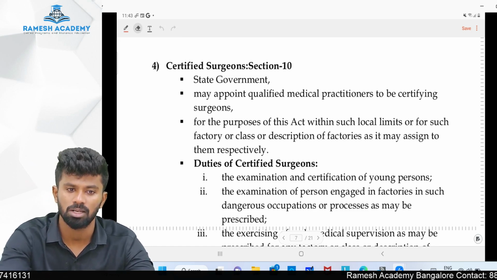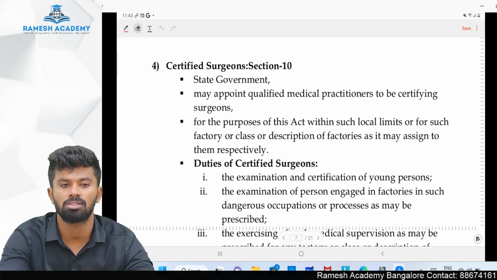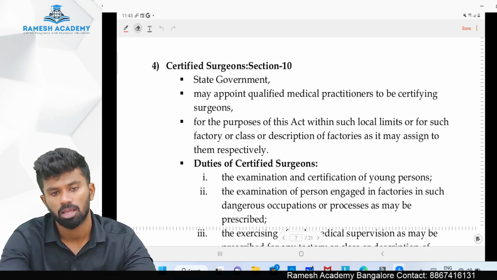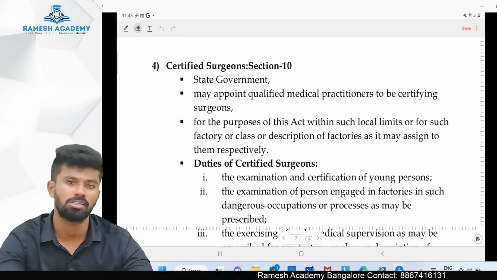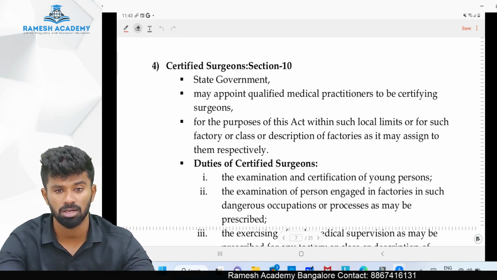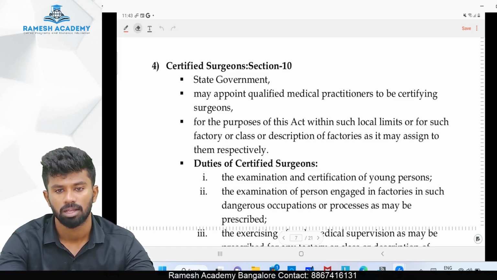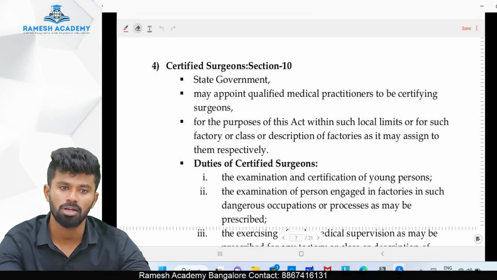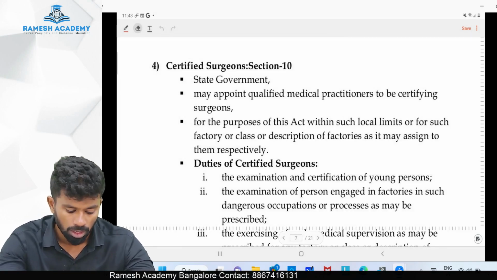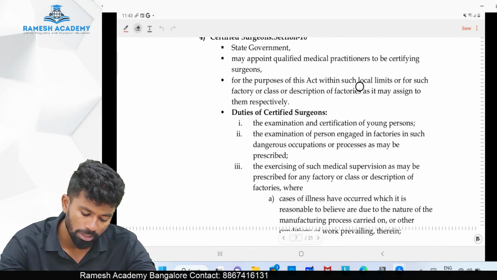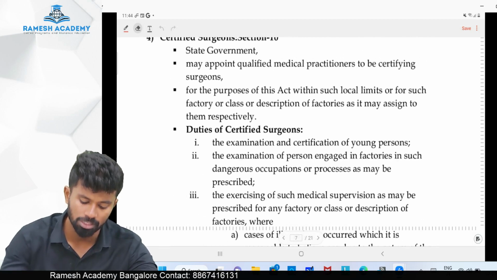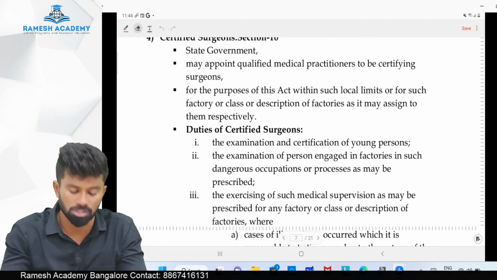Only a person who is certified by the certified surgeon can work in the factory if he is a young person. And who is a young person? Above 15, below 18 is considered as a young person. Okay. The state government may appoint a qualified medical practitioner to be certifying surgeon.